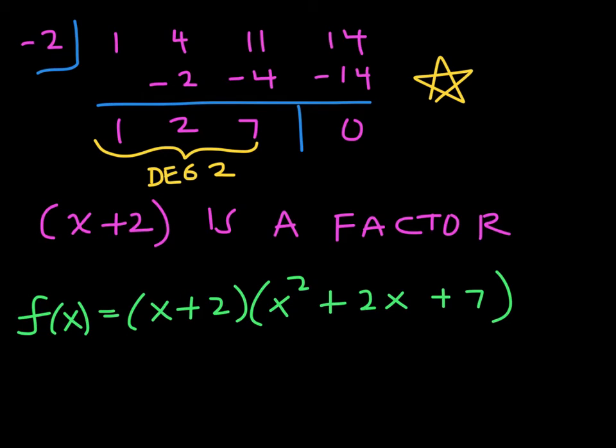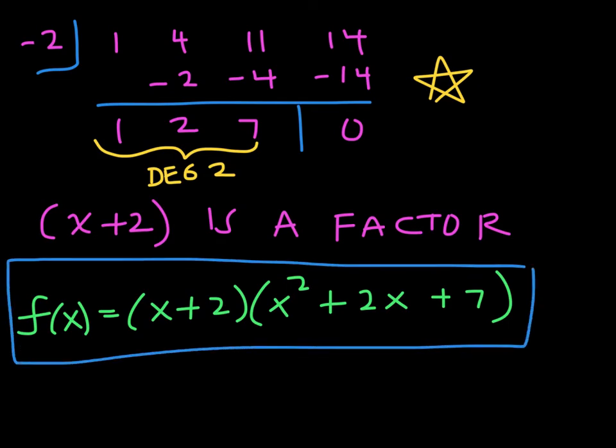Now, the instructions said to factor the polynomial and then find its zeros. Now, this is quadratic. This does not factor any further. So you have answered the first part of this problem. You have factored the polynomial. Okay, that's as far as you can go as far as factoring.